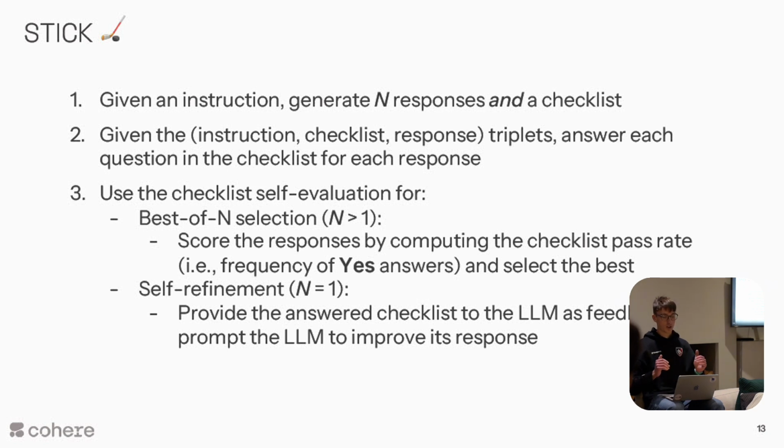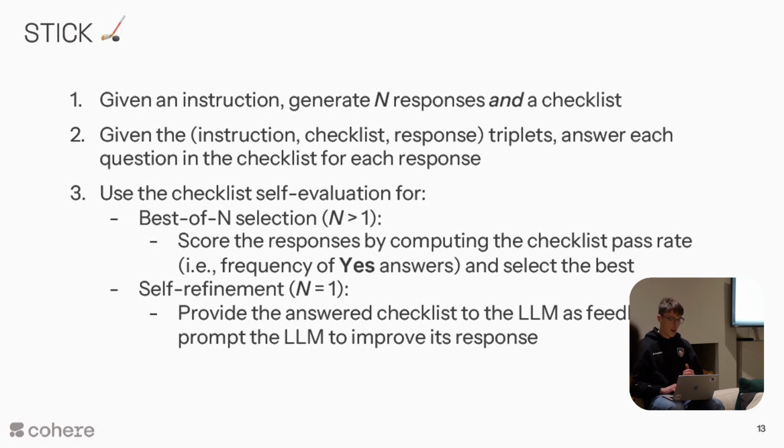So given an instruction, we now want to generate n responses and a checklist. So we're doing the generation and evaluator roles. And then given the instruction-checklist-response triplets, so instruction and checklist are fixed across all the responses, we want to answer each question in the checklist for each response. So n can be 1 here. It's probably easiest to just start thinking of instruction, response, checklist. And then I'll go into what we can do if we want to generate multiple responses.